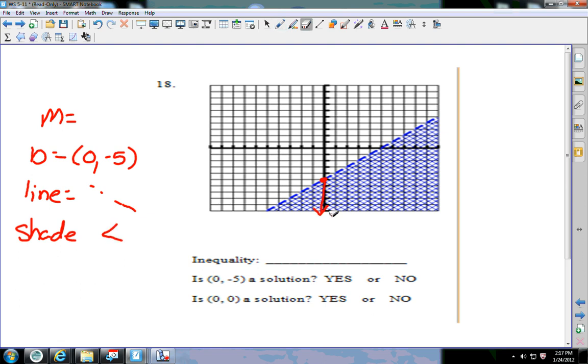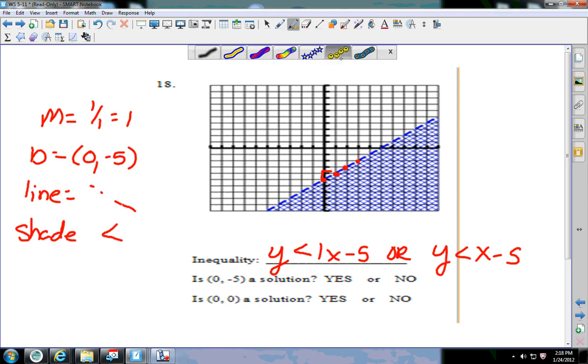Now my slope. Starting at my y-intercept, if I go up 1 and over 1, well, it looks like it's on there. Let's see again. Up 1 over 1, up 1 over 1. Seems to work. So if I go up 1 and over 1, 1 over 1 is 1. My inequality is y is less than 1x minus 5. Or you can write it as y is less than x minus 5.